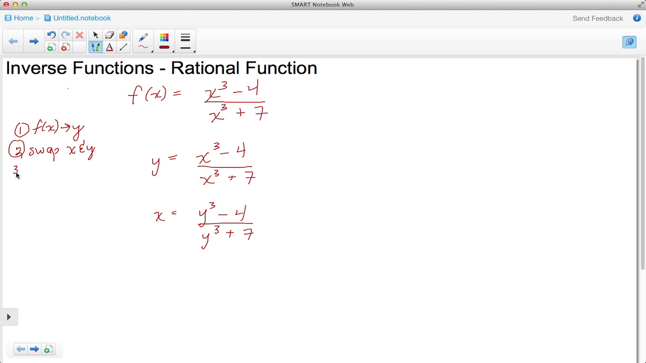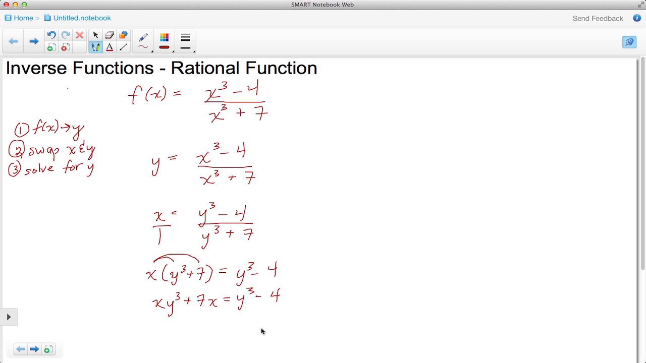All right, my third step here is going to be to solve for y. In doing so, I notice that I can cross multiply. So first I'm going to multiply x times this quantity here, leaving me with x times y to the third plus 7 is equal to, and then 1 times this quantity leaves me with y to the third minus 4. Next I'm going to distribute this x to both of these terms. So this here becomes xy to the third plus 7x is equal to y to the third minus 4.